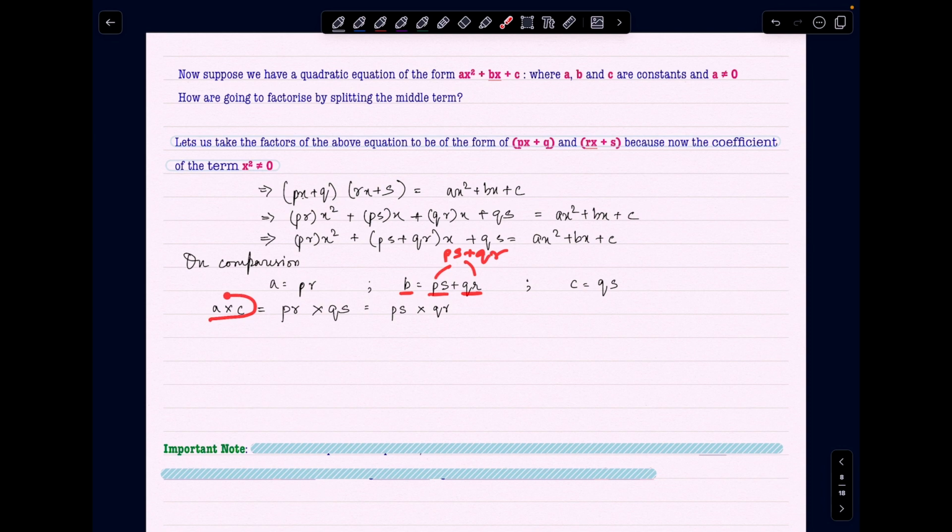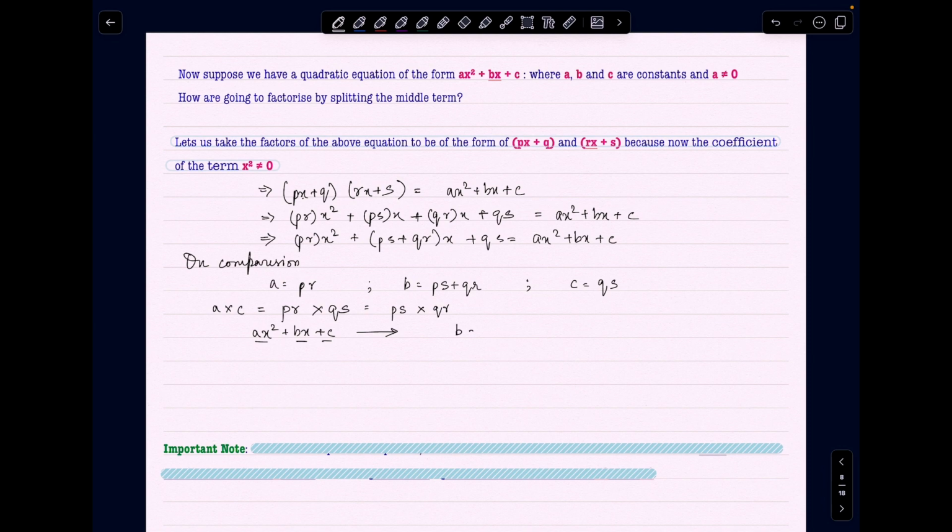And a into c is the multiplication of those two numbers, p into s and q into r. The multiplication of these two numbers is a into c, and b is the addition of these two numbers, p into s and q into r. So from this equation I am getting one thing. See, ax square plus bx plus c. Here I have to split b how much?